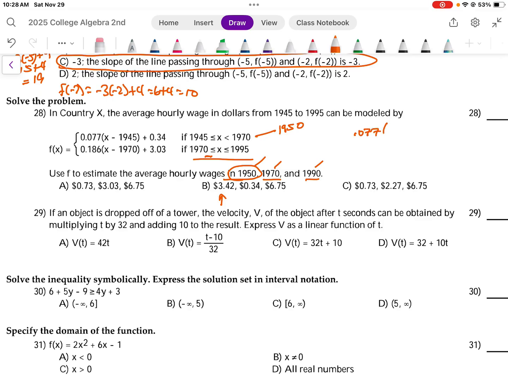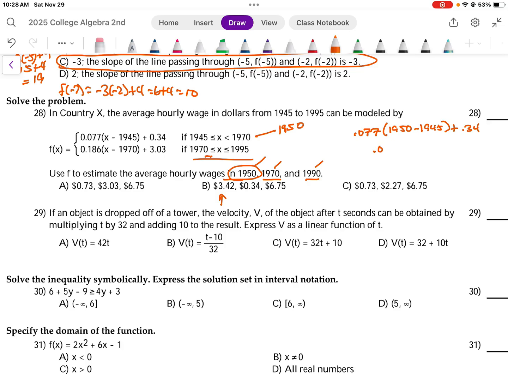Okay, so I am going to go through and say what is 0.077 times 1950 minus 1945 plus 34 cents. Now, I'm thinking it's not it, because if we're thinking about the average hourly wage in 1950, was it $3.42? Probably not, just because if you ever watch any old movies and stuff, things cost 5 cents and 10 cents for getting meals and drinks and those kind of things. So I'm thinking that's not going to be the answer, but we'll double check it.